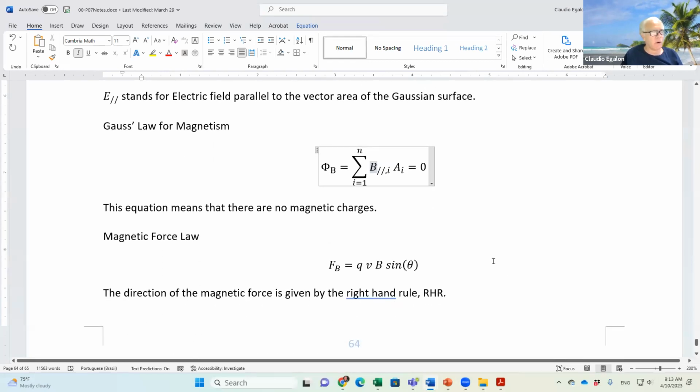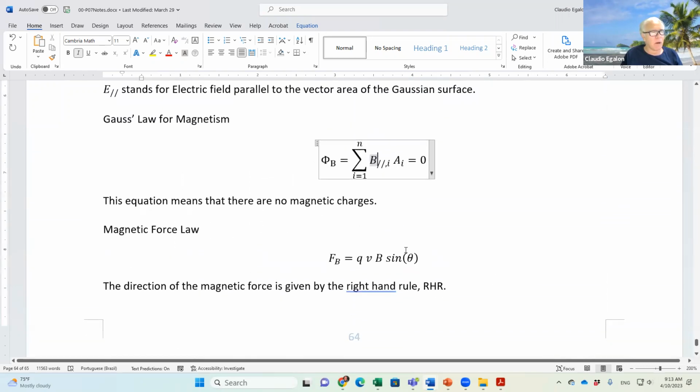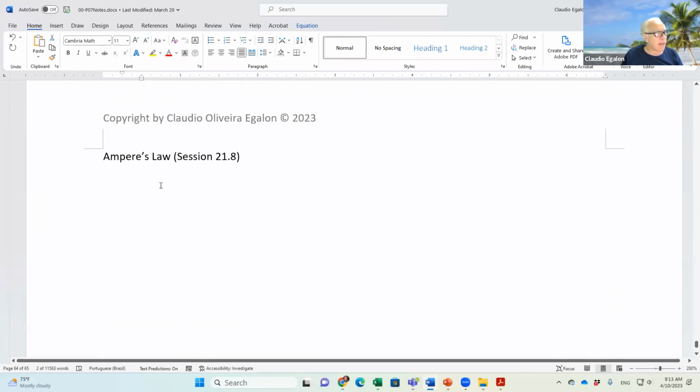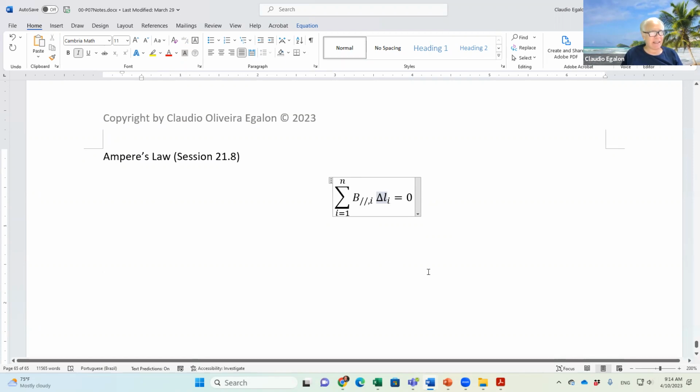Now we have something similar for Ampere's law. I'm going to use this one, but it's going to change somewhat. It's not going to be the magnetic flux anymore. Yes, it's going to be the magnetic field parallel, but it's not going to be parallel to the area. It's going to be parallel to the path.